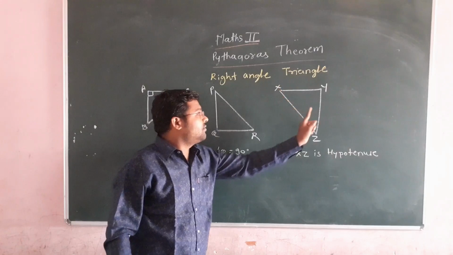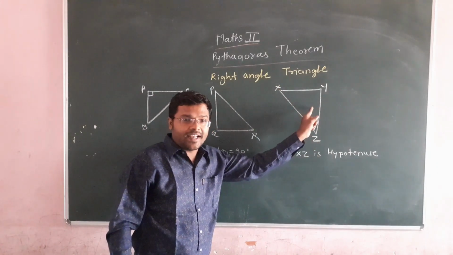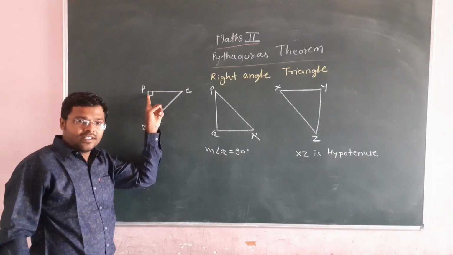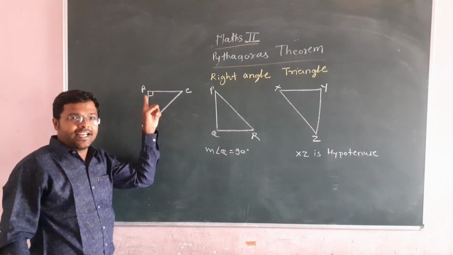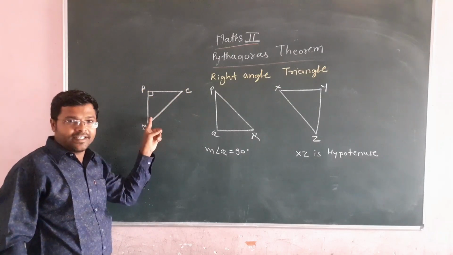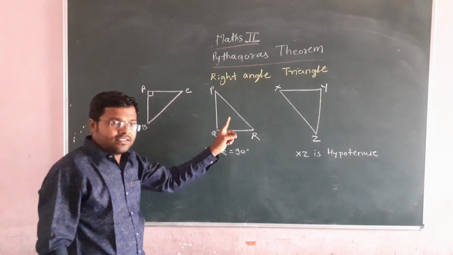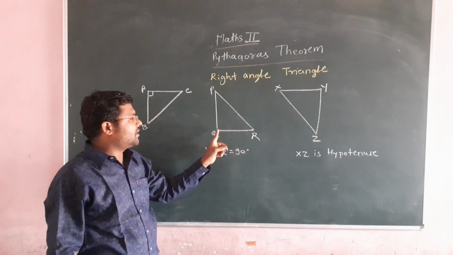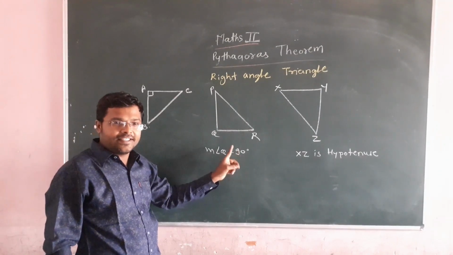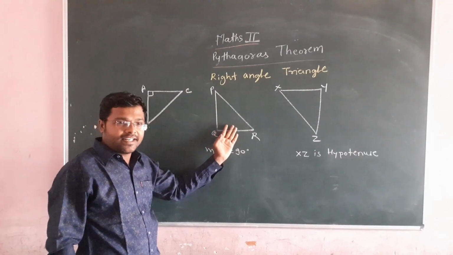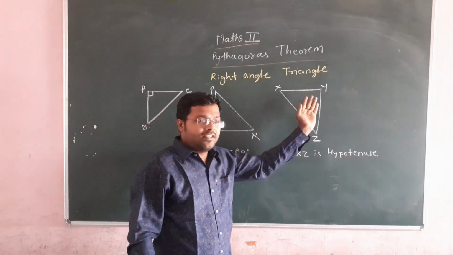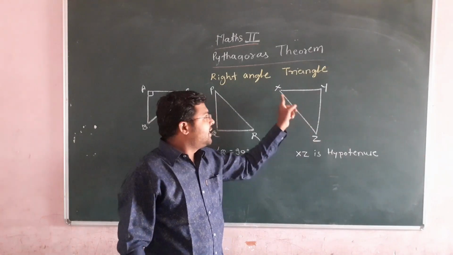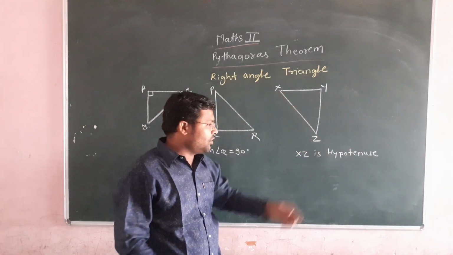That means XYZ is also a right angle triangle. There are 3 things. First one is the sign of perpendicular. If the sign of perpendicular is given, that means this triangle is a right angle triangle. Otherwise, if the measure of angle is given as 90 degree, in the second figure angle Q is given 90 degree, that means this triangle is also a right angle triangle. In the third figure, they are given only the hypotenuse. Which one is the hypotenuse? XZ.